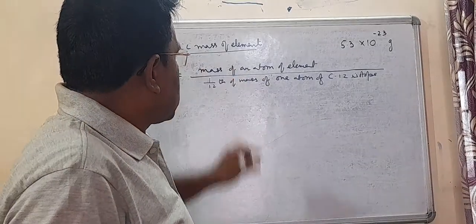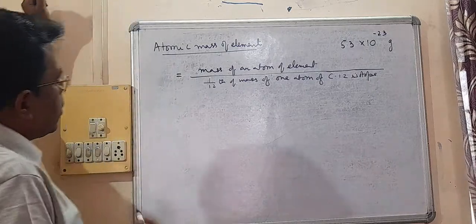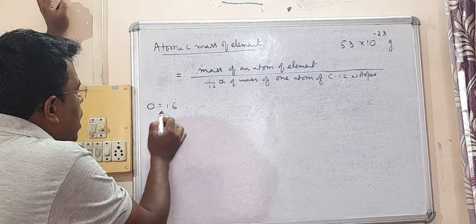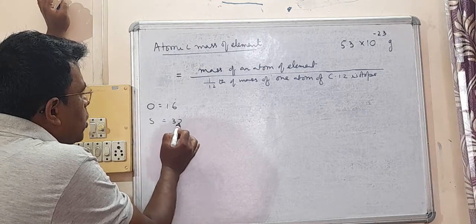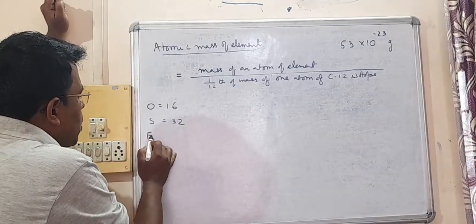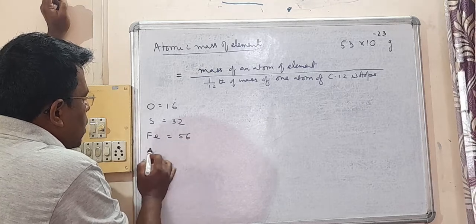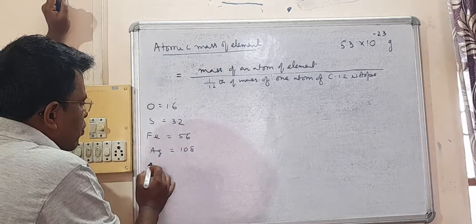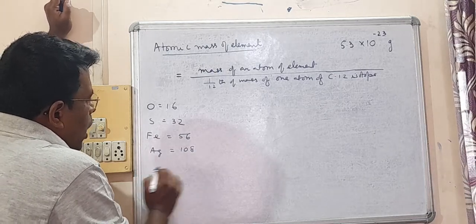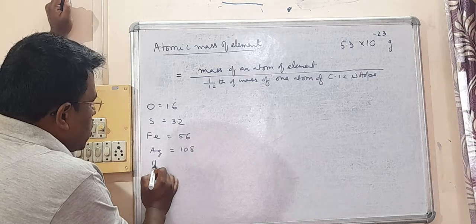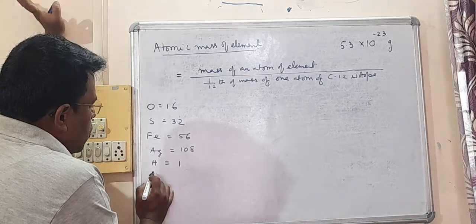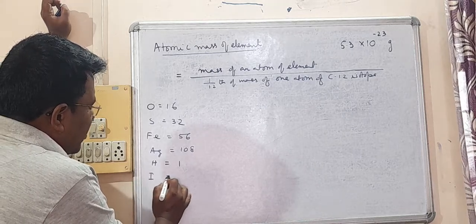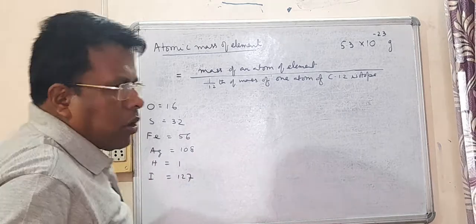And based on this, the atomic mass of oxygen comes out to be 16. Atomic mass of sulfur comes out to be 32. Atomic mass of iron comes out to be 56. Atomic mass of silver comes out to be 108, and so on. Atomic mass of hydrogen is 1. Atomic mass of iodine is 127, and so on.